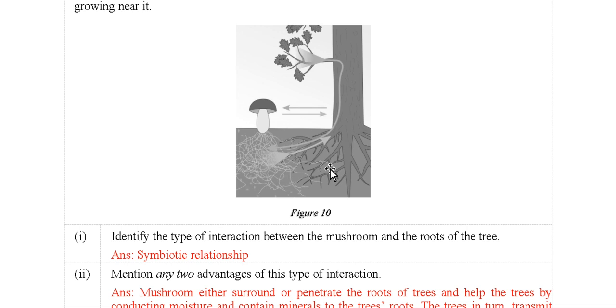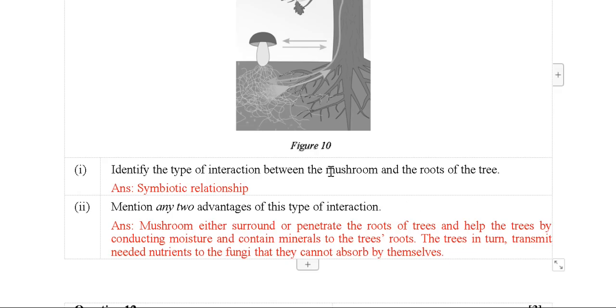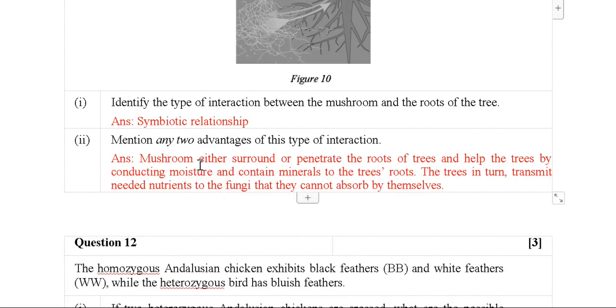Okay, now how can we say this is a mutualistic relationship? Actually they ask this in the next part. Mention two advantages of this type of interaction. In this case we can also say the advantage, or the reason why we can say it is a symbiotic relationship. So I have written that a mushroom either surrounds or penetrates the roots of trees and helps the trees by conducting moisture and minerals to the tree's roots.